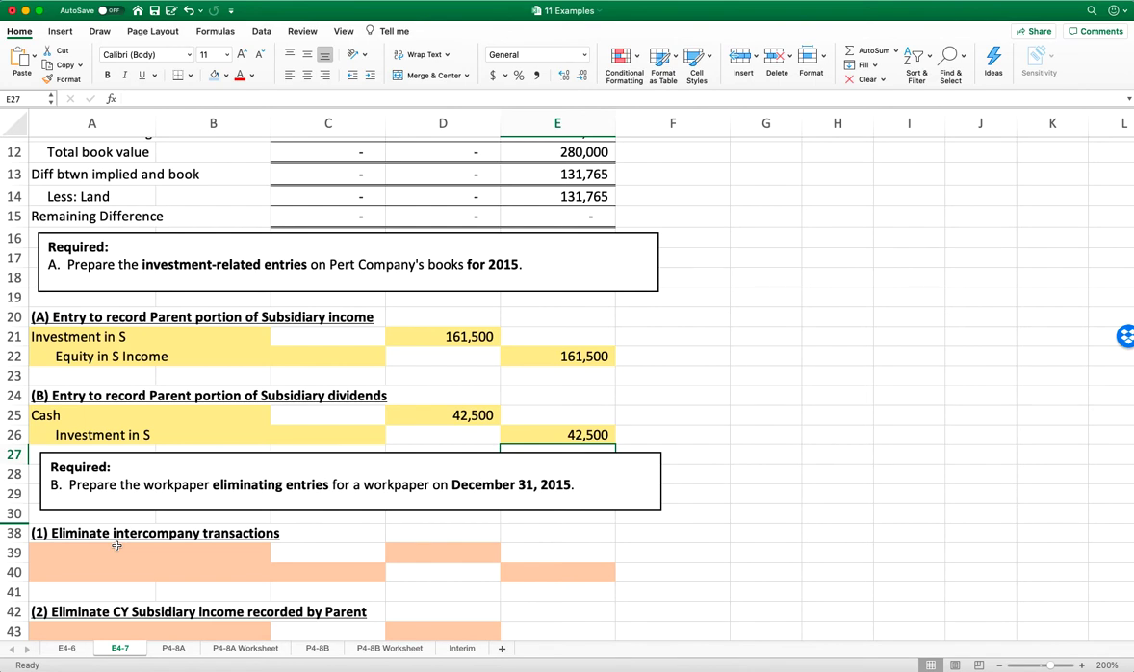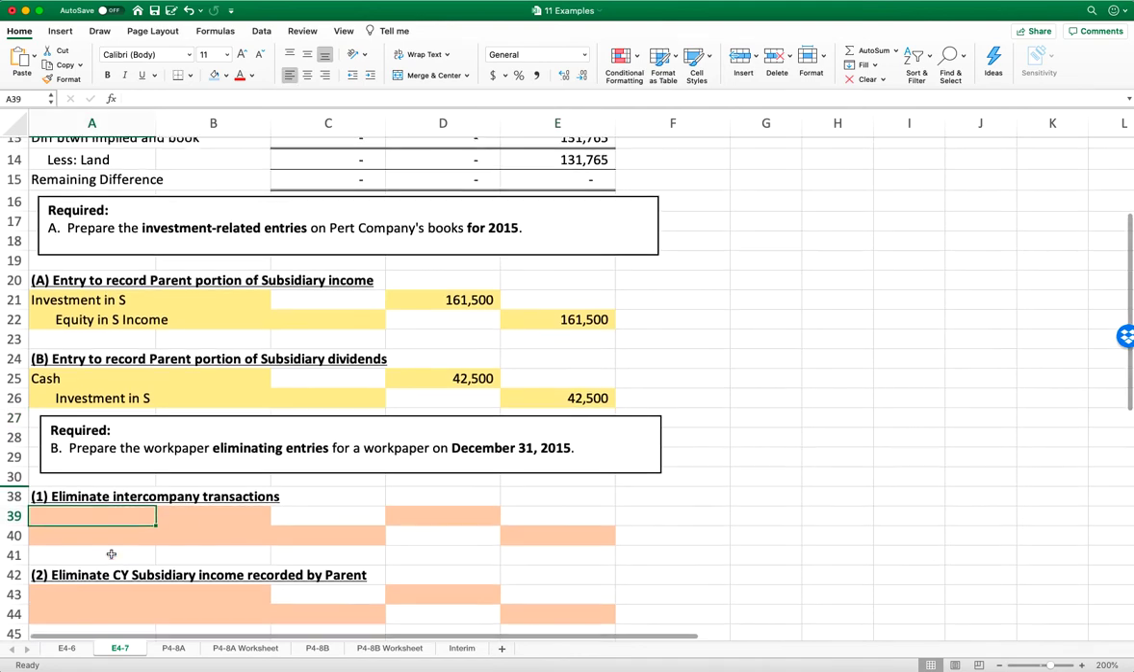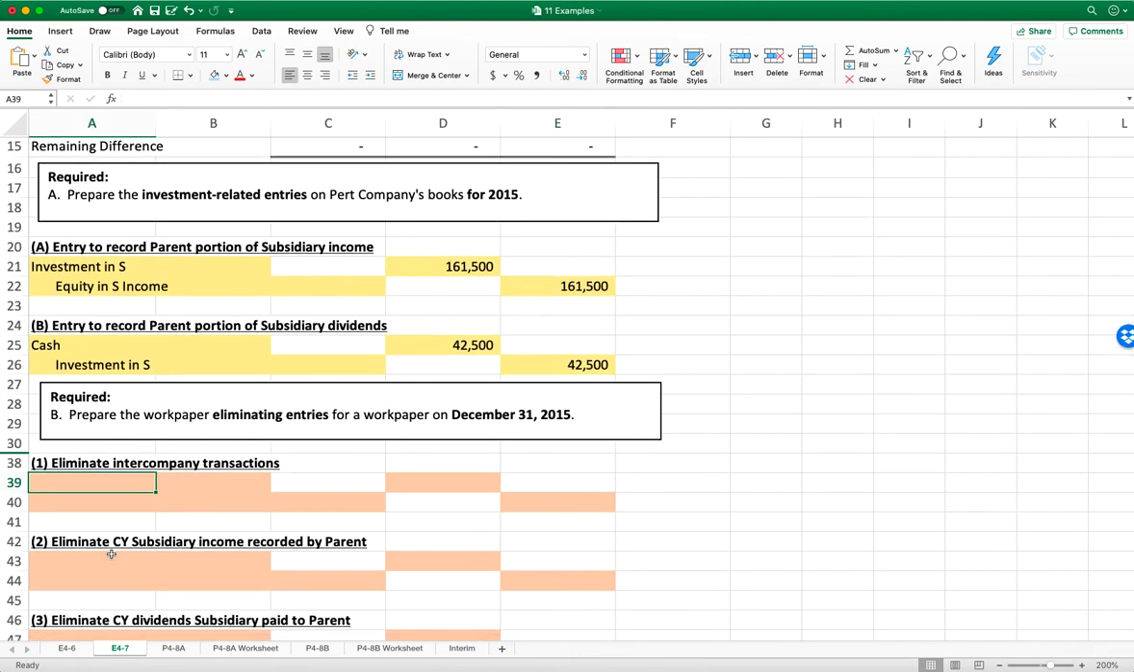So again, remember, our parent company is in yellow. Now we're going to switch to our work paper entries, and those are going to be in orange. So it's important to remember our starting point here is we've already taken our parent general ledger and added to it our subsidiary general ledger. Now we need to make some entries that adjust that starting point. So first thing is eliminating intercompany transactions.